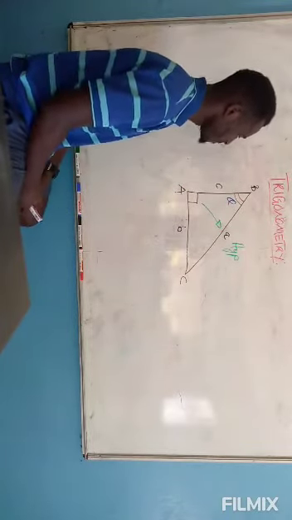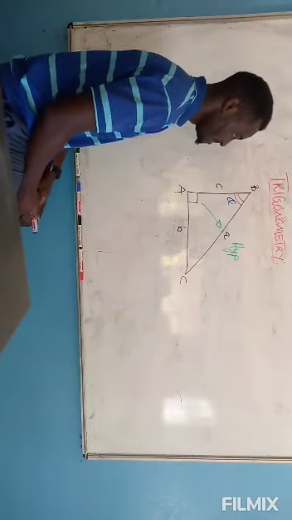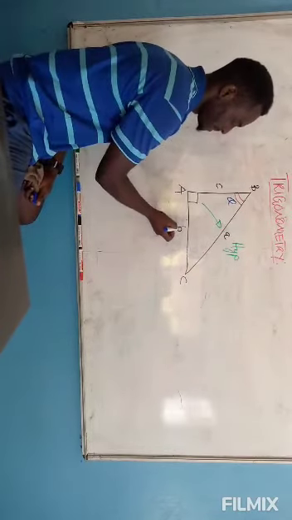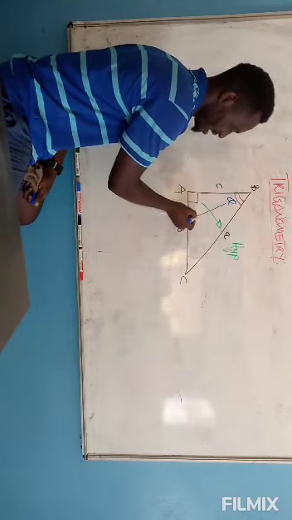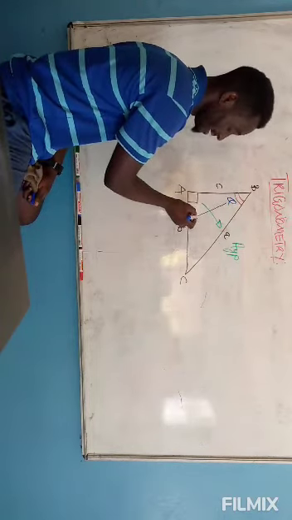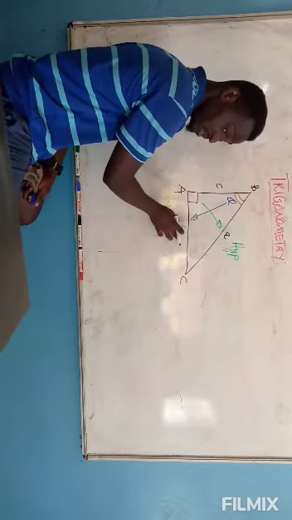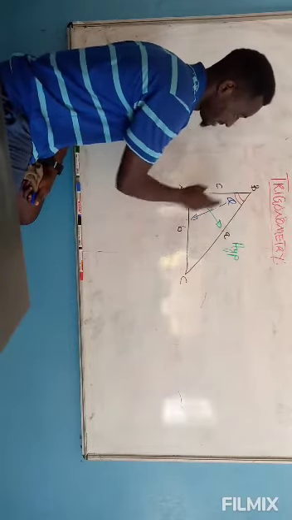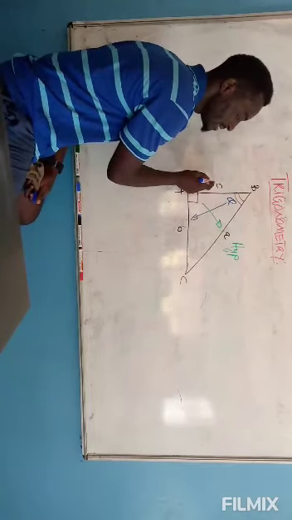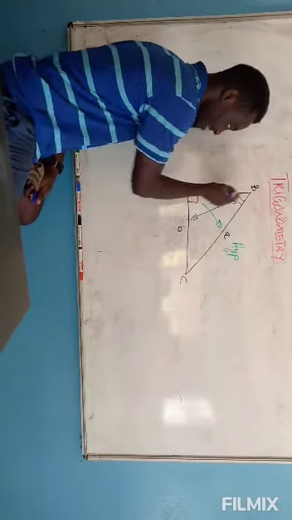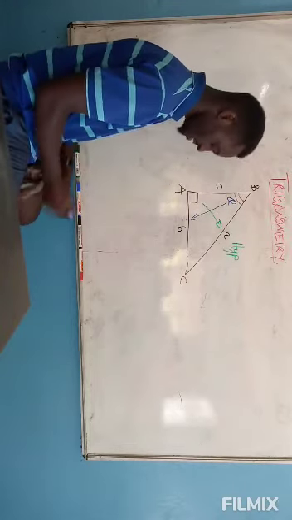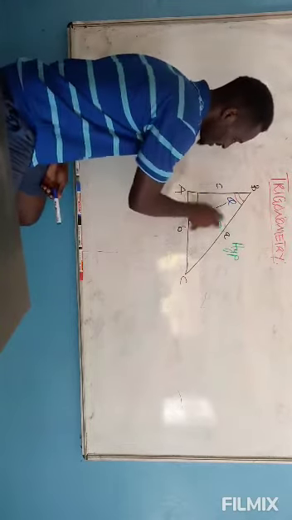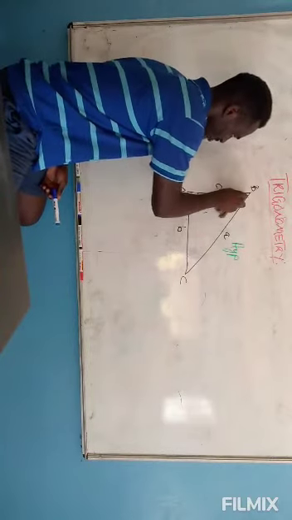Angle B has been given, meaning that side B is exactly opposite to angle B, and side C is exactly adjacent to angle B, okay? Now, let's assume that the angle changes.